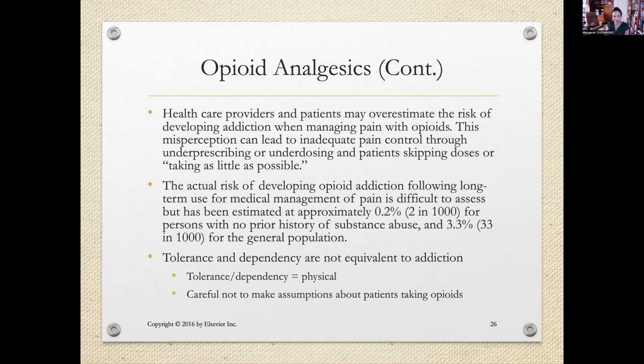Okay. So the actual risk of developing an addiction following long-term use for an opioid is difficult to assess, but is estimated at 0.2% for persons with no prior history of substance abuse and 3.3% for the general population. Okay. So tolerance and dependency are not equivalent to addiction. So just going back to that addiction versus withdrawal symptoms. So tolerance or dependency is physical and addiction tends to be more psychological.